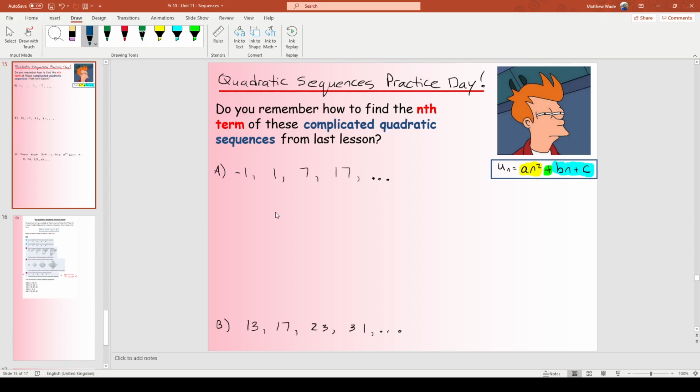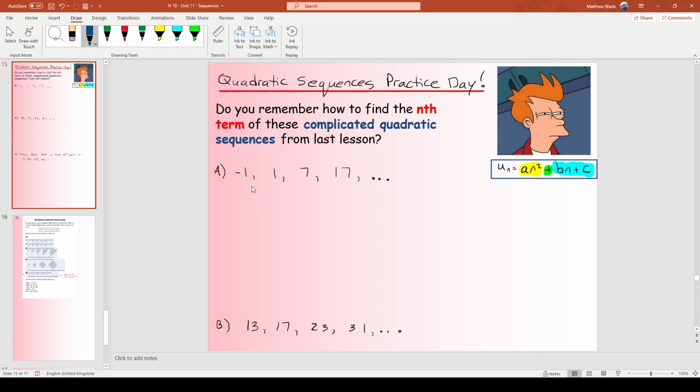So I would suggest pushing pause, but if you want some help, because you don't quite remember, which is going to be loads of you, let's just do it together now. So you ready? People who are going to pause, pause. And everybody else, here we go.